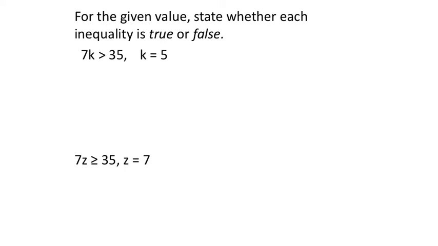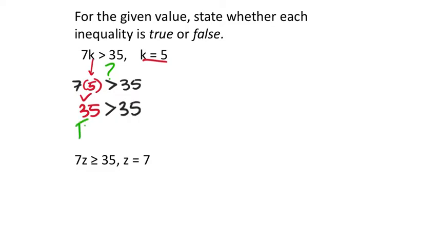Let's look at this scenario right here. For these values, we're going to determine if the statement is true or false, this inequality. To start out here, it says k is 5, right? So let's replace the k with 5, and then I'm going to check for truthfulness. So it's 7 times 5 should be greater than 35, but we're checking for truthfulness. Well, last time I checked, 7 times 5 is 35, and the statement now shows 35 is greater than 35? No, this is false. So we can see here that if you replace the k with 5, you end up with a false statement.